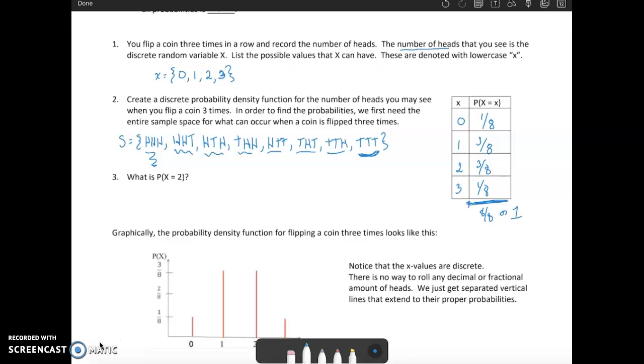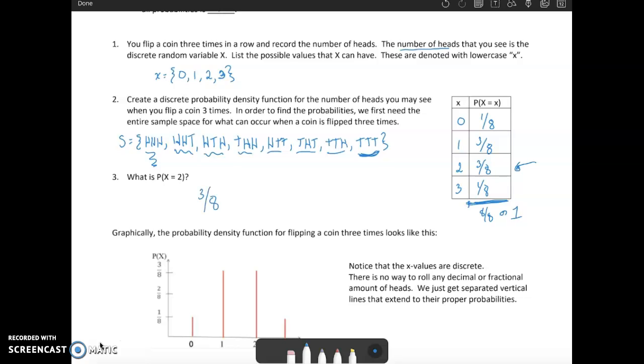Notice that all of the probabilities listed are numbers between 0 and 1. 1/8 and 3/8 are both values between 0 and 1. And when we add them all together, we get 1. So this hits the 2 criteria. Once you have a probability density function created, you can answer different questions. So it says, what is the probability that the random variable x will equal 2? Well, I can go over to my chart, and I can see that the probability of getting a 2 is 3/8.